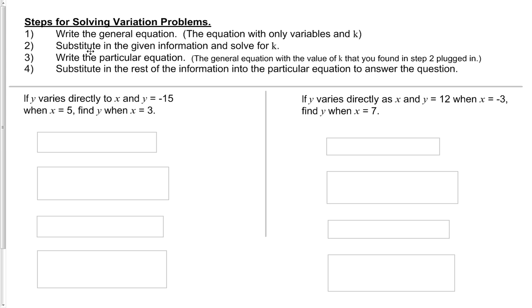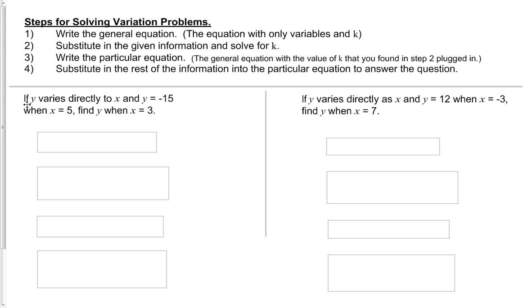Next thing we're going to do is substitute in the information we're given and solve for k. We'll rewrite our equation, y equals 7x, or whatever value of k we found, and then we'll substitute the rest of the information in to answer these questions that were given. This will be very easy to see through example.